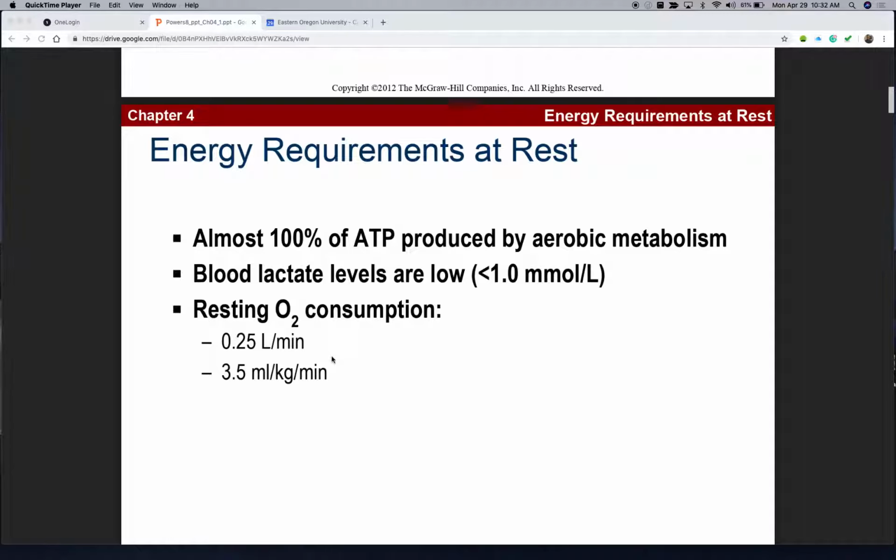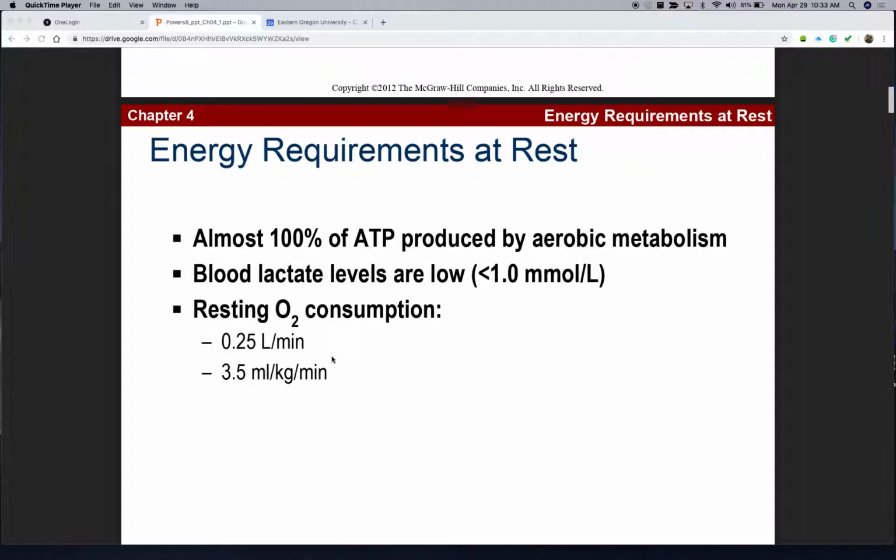So at rest, the general rule of thumb is that an average adult consumes 3.5 milliliters per kg per minute of oxygen. That's a basic understanding, right? Has anyone learned in their health classes about METs? MET, metabolic equivalents. So you say 1 MET, or this exercise is 2 METs, or this exercise is 4 METs, these types of things. So 1 MET is what's called a metabolic equivalent and basically equals the amount of oxygen that you consume at rest, which is 3.5 mils per kg per minute.